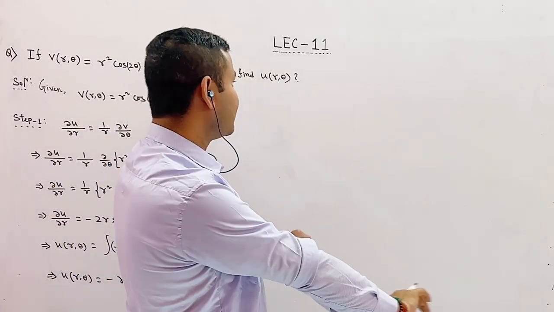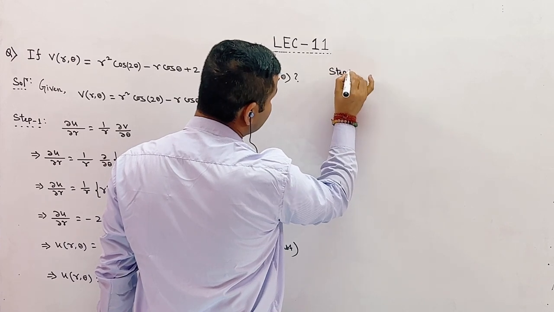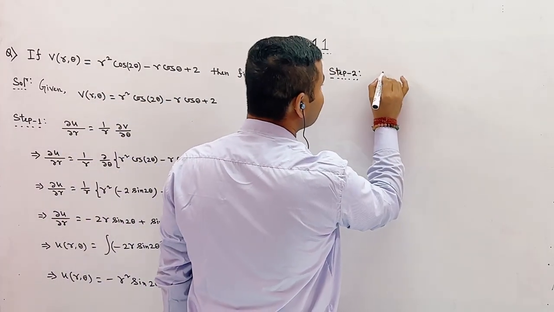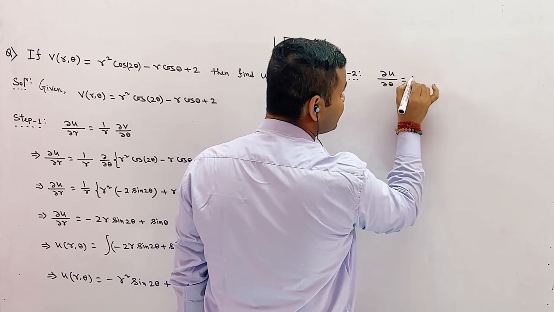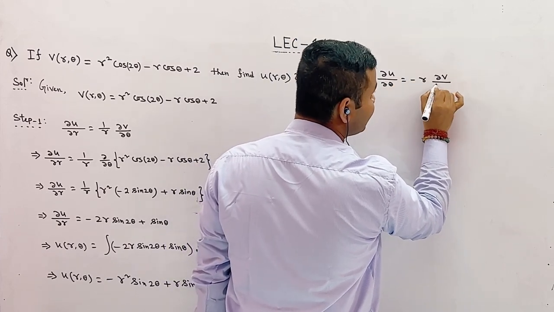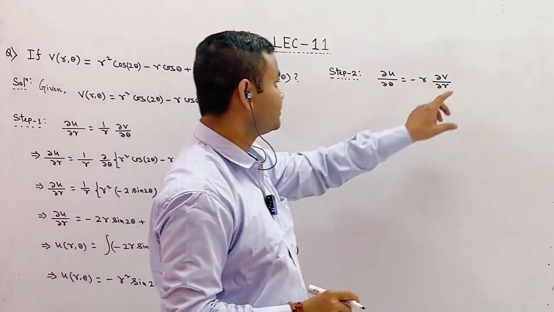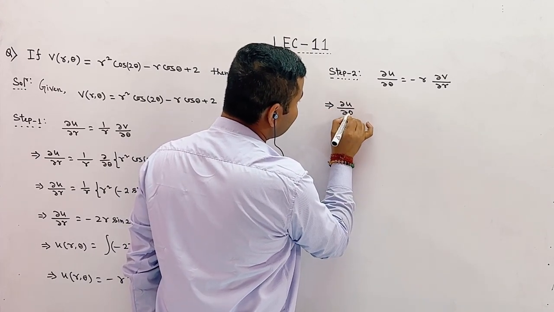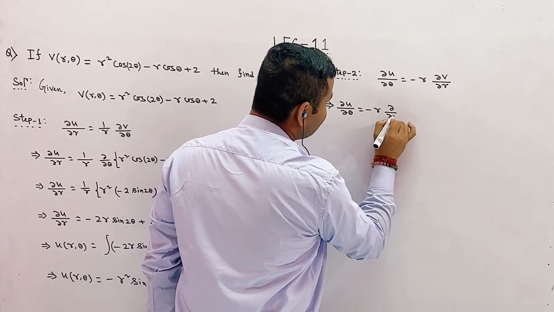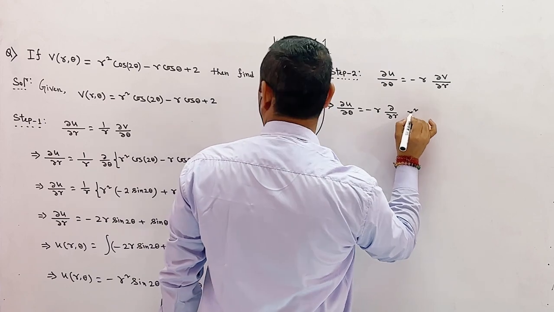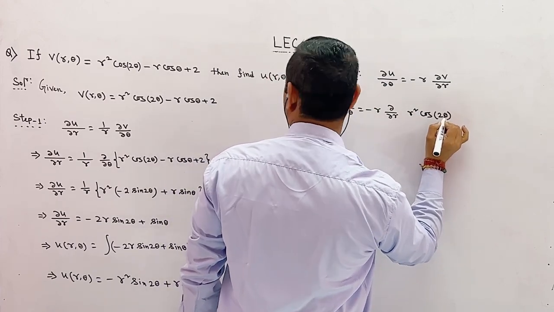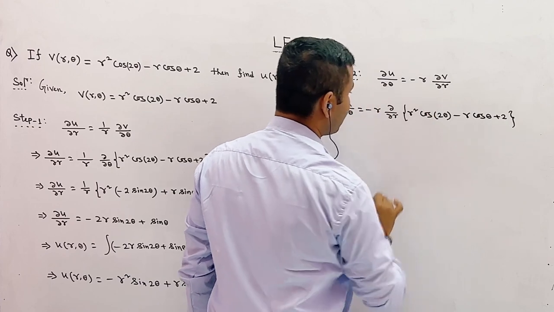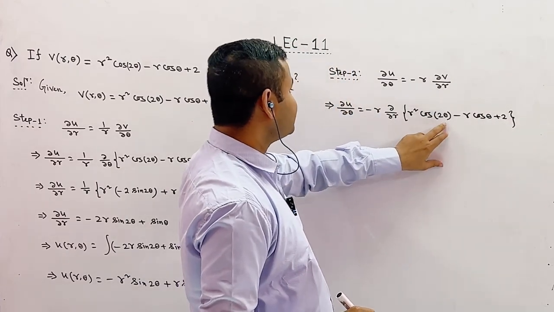Now let us move to step number 2. In step number 2, we have to write down the second CR equation in polar form, which is del u by del theta is equal to minus r del v by del r. Next, let us substitute the given expression v in this equation. So finally, we will get del u by del theta is equal to minus r del by del r of r square cos twice theta minus r cos theta plus 2. Now let us differentiate this term partially with respect to r.